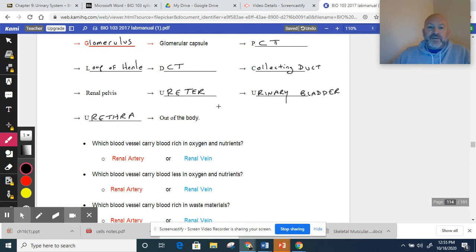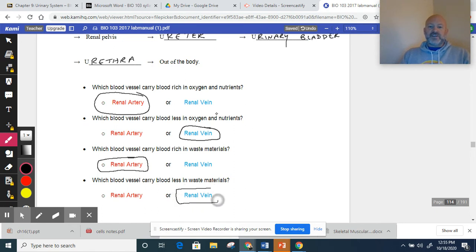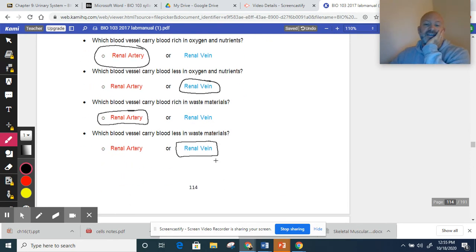All right, so which blood vessels carry blood rich in oxygen? Well, those are arteries. Which blood vessels carry blood less rich in oxygen? That's the opposite, isn't it? But which blood vessels carry the blood that has a lot of waste? Well, the renal artery brings the unfiltered blood in, right? And then less waste, the renal vein leaves the kidneys because the kidneys have just filtered the blood, right? Makes sense.